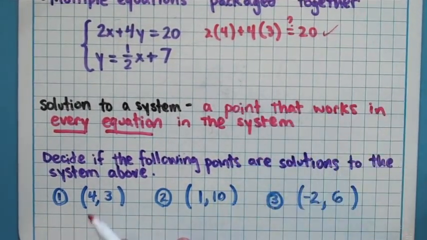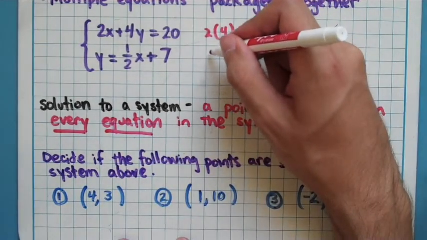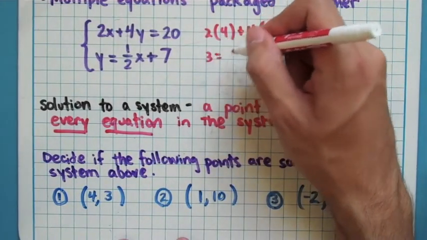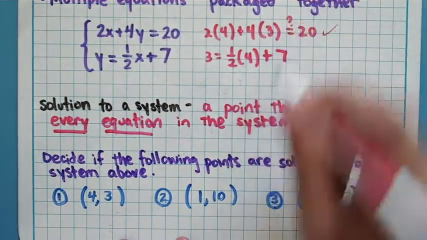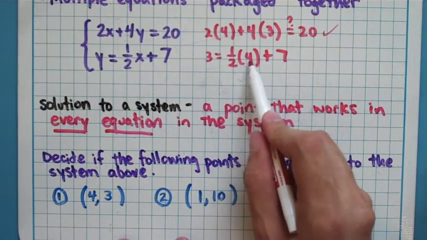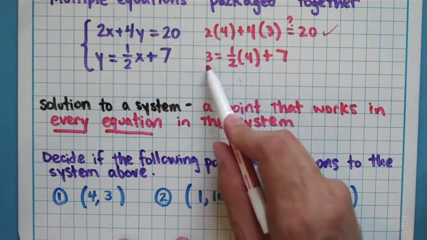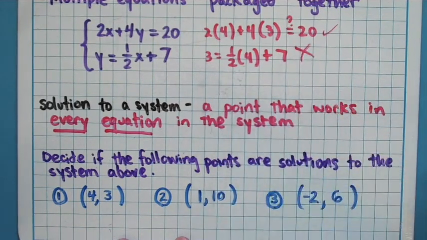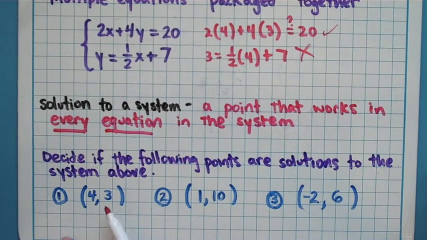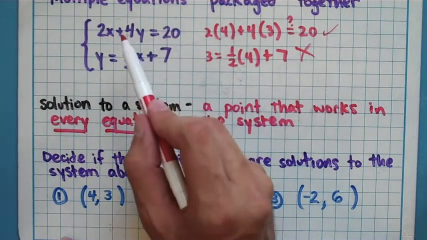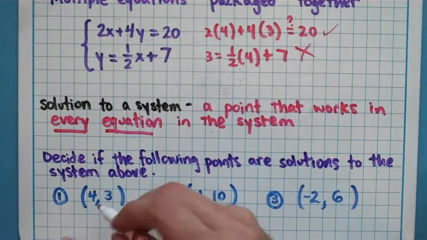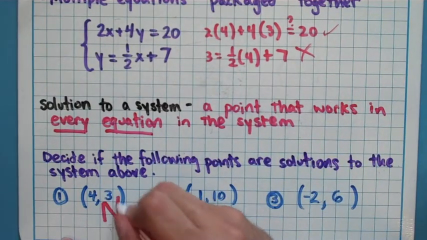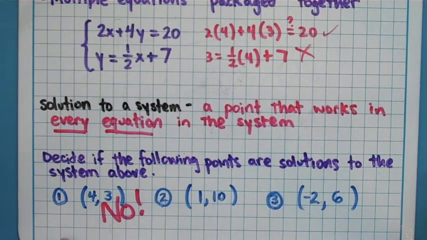I'm not done though, because I need to plug it into the other equation and make sure it works there. So when I plug that in, I get 3, because that's my y, equals 1/2 times 4 plus 7. 1/2 times 4 is 2. 2 plus 7 is 9. That doesn't equal 3. So that's bad. Even though this point, (4, 3), worked in my top equation, it didn't work down here. You can see right there when we plugged it in. That's not a solution. It needs to work in every single part. So that is a no, not a solution.